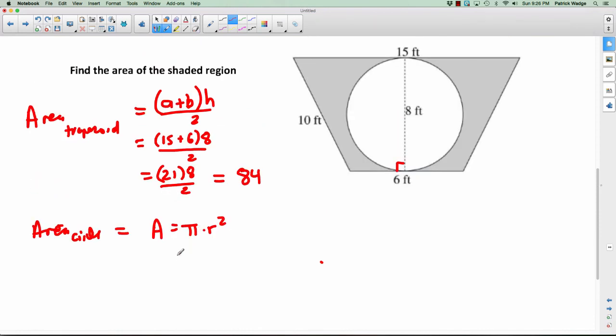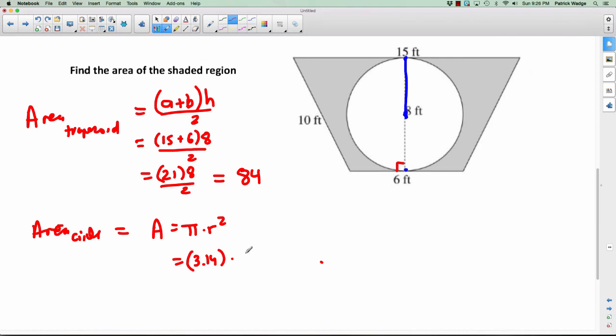Formula for a circle is pi r squared. So we're going to go pi, which is 3.14, or even better, use the pi button on your calculator. And then we're going to multiply it by the radius. Is that 8? No. 8 is the diameter. It's the whole way across from here to here. We want to know halfway. We want to know from here to here. Well, if the whole way is 8, the radius must be half of it, which is 4.